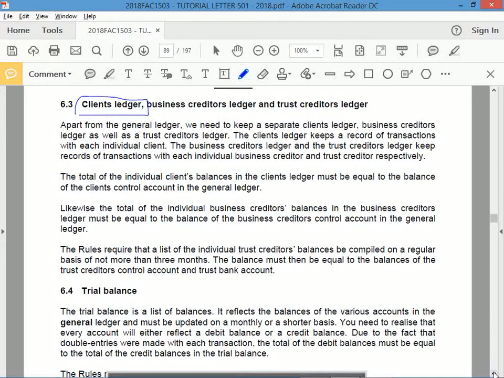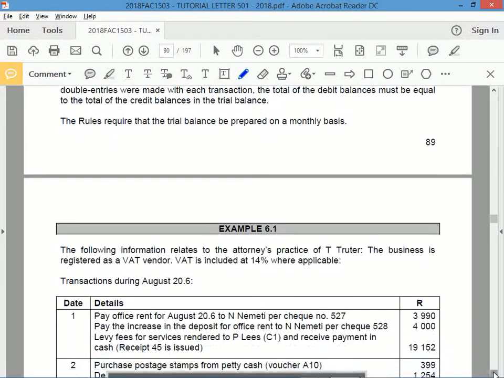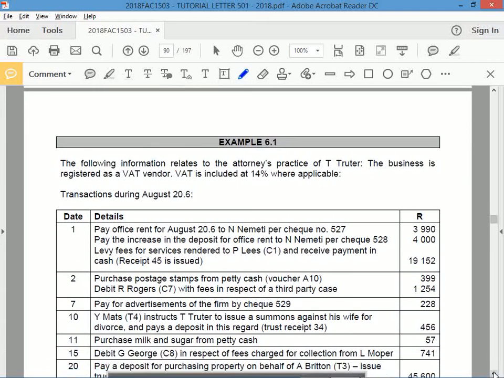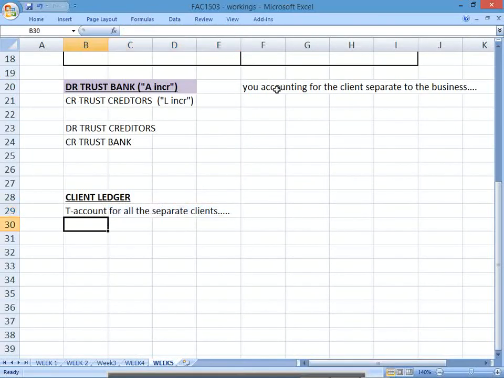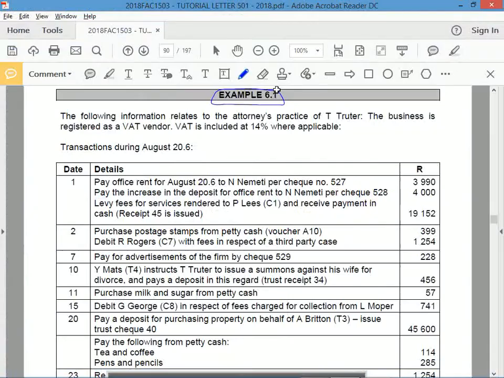The trial balance we've seen before, that's a list of debits and credits. And then you've got an example here. Okay, so let's have a look at this example. Remember, what is the focus going to be? T accounts. Okay, so we're going to practice, obviously, the interpretation. But we'll just reference the journals that have been created for us. But let's do the workings, because the workings help you to create the journals. Once you've got the journals, then it's easy to post.